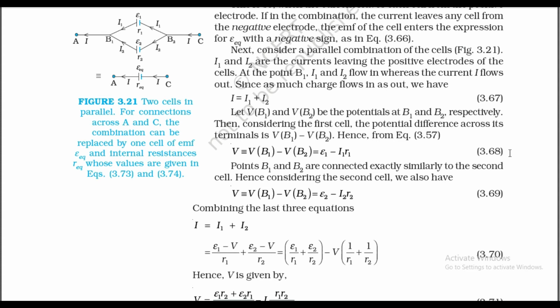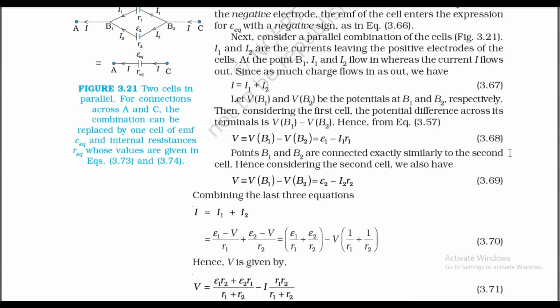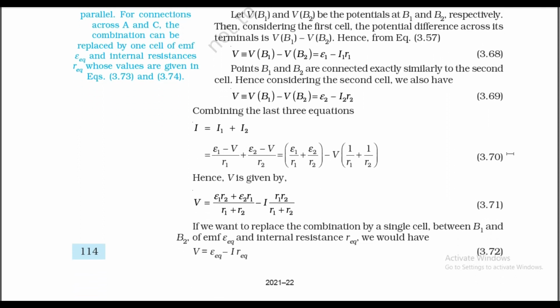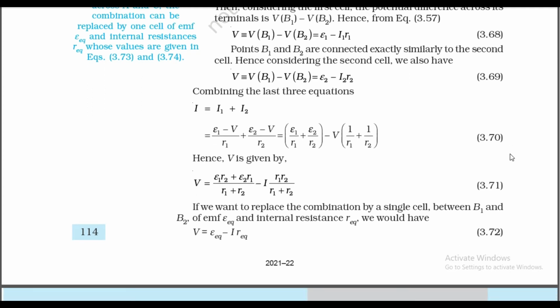Then, considering the first cell, the potential difference across its terminals is VB1 minus VB2. Hence, from equation 3.57, V is equal to VB1 minus VB2 is equal to epsilon 1 minus I1 R1. Points B1 and B2 are connected exactly similarly to the second cell. Hence, considering the second cell, we also have V is equal to VB1 minus VB2 is equal to epsilon 2 minus I2 R2.